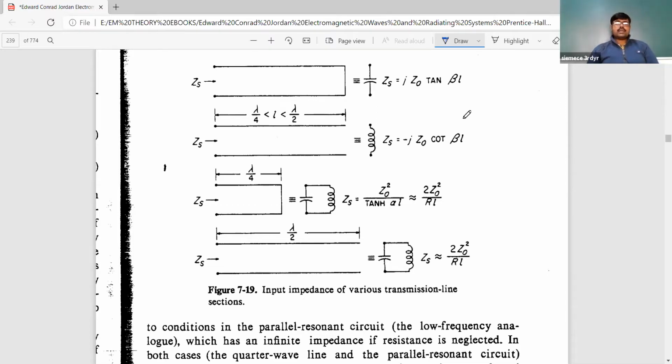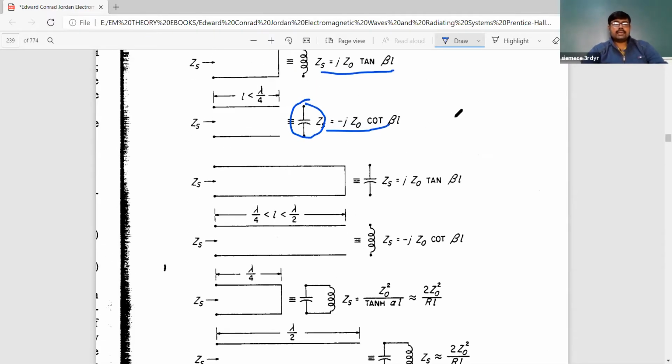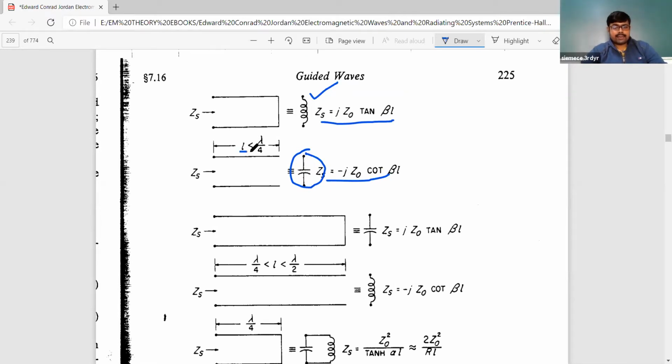Again, the different points for the cases, obviously the range you see. What is the difference? The condition is changed because of these certain parameters.